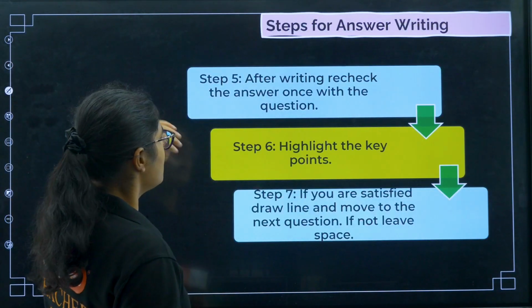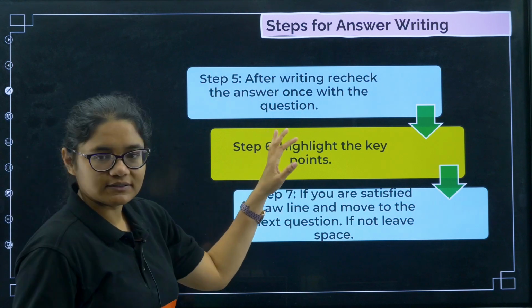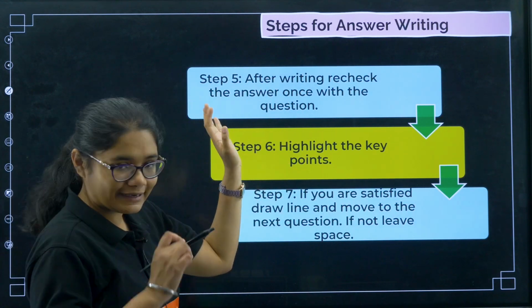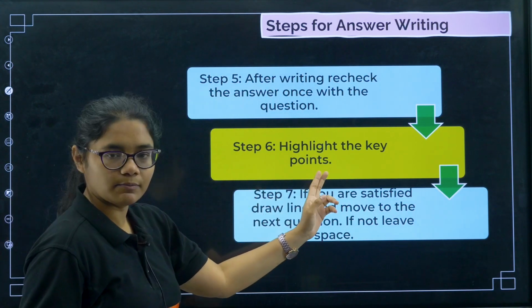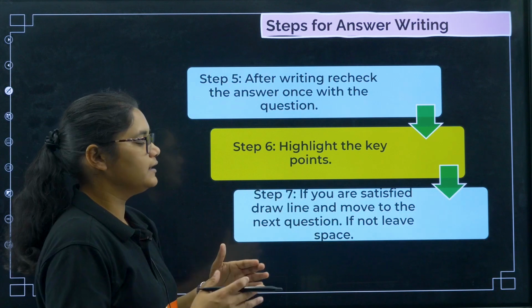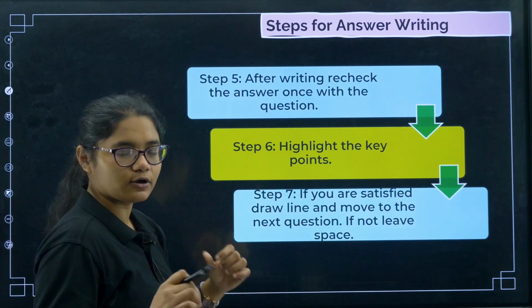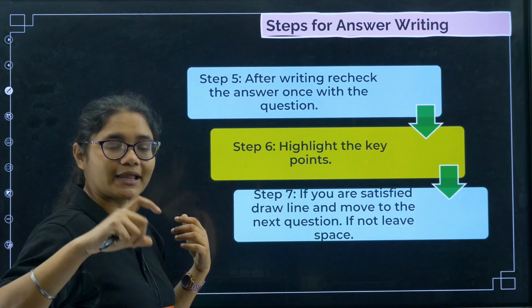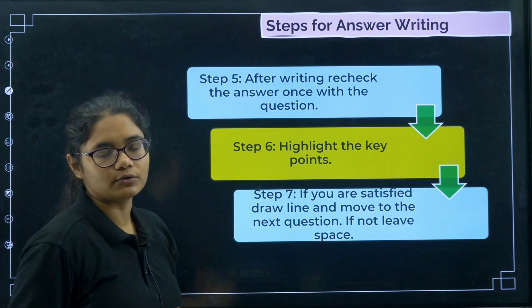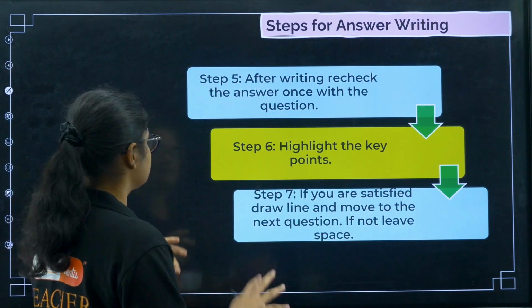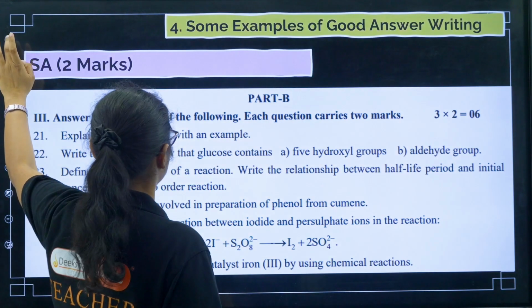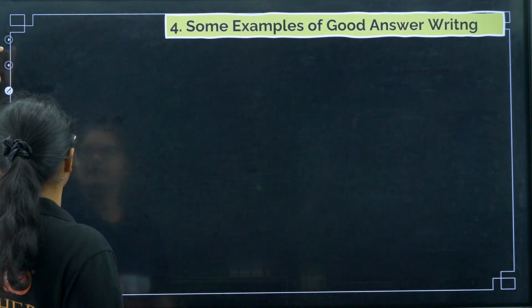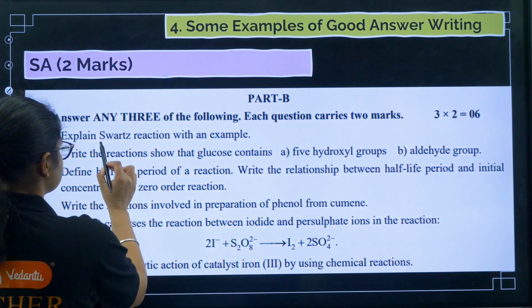After writing, recheck the answer once, read the answer once. Once you read it a second time, highlight the important points, and if you are satisfied, then go to the next question. If not, if you think something is missing, something you can add, leave some space and then go to the next question. This is the basic 7 steps that you can follow to write the best answer. Now I'll give you some examples for 2 markers. Suppose this first question is there.